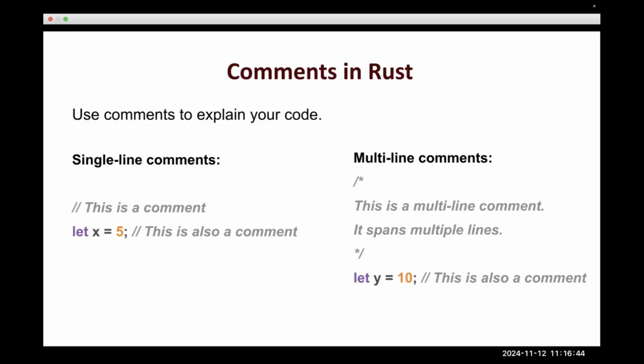I mean, the ANSI C doesn't support the double slash, but in the latest version of C, the compiler does support double slash as well. So you can use double slash or this block comment, the multi-line comment, which is slash star, star slash, similar to C and C++.